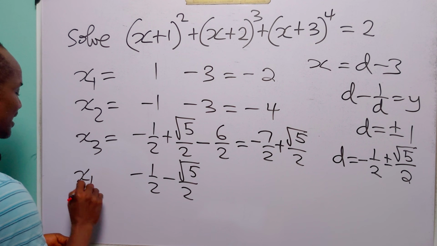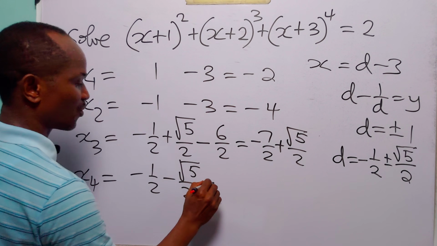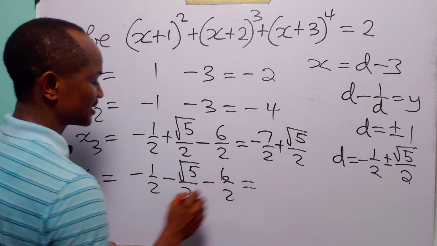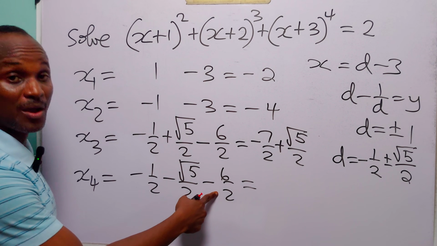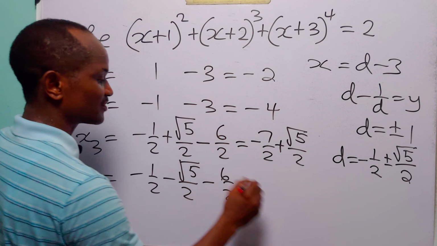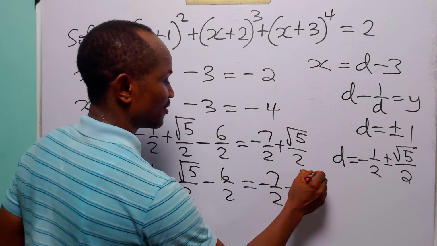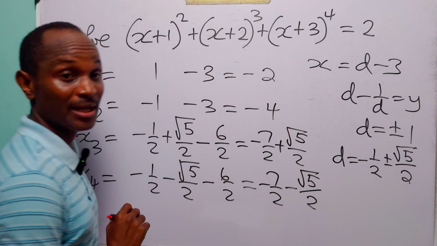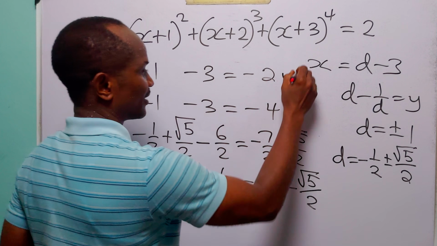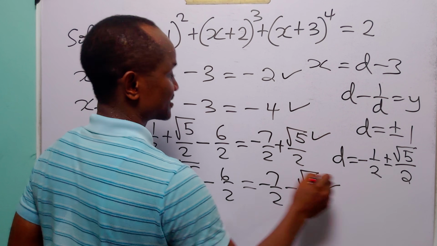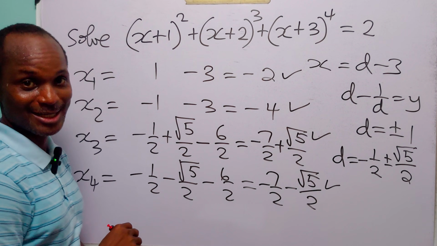And in the final case, we have once more 6 over 2, and this is equal to minus half minus this, which still gives us minus 7 over 2 minus root 5 over 2. And these are the 4 values of x that satisfy this equation.